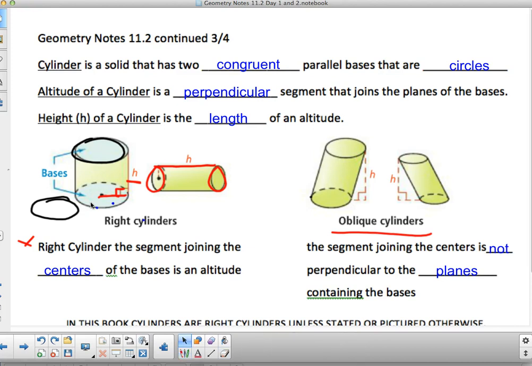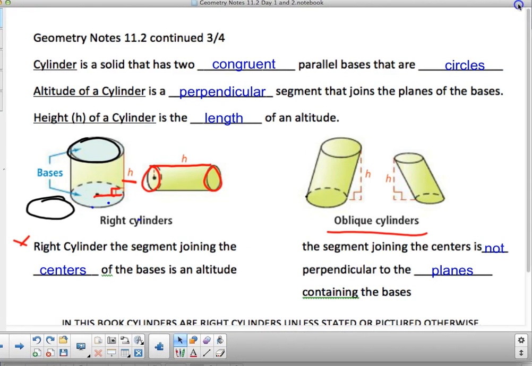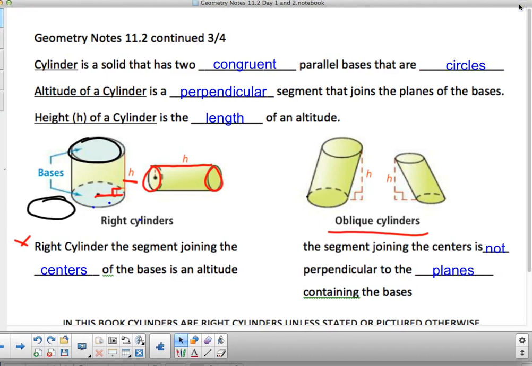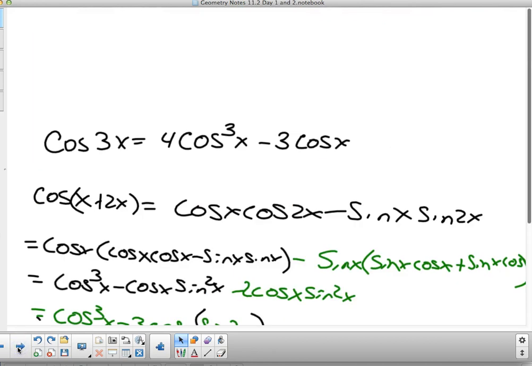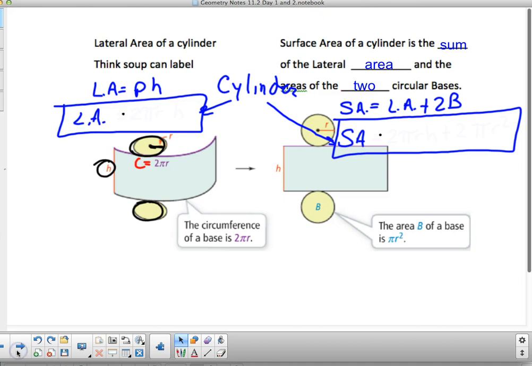So now, my little caveat, thanks kiddo. In this book, cylinders are right cylinders unless stated or pictured otherwise, or in any of our practice problems that we will do. Okay, so keep that in mind as we're going through. Going on to our next page, we now have LA, which is perimeter times height.